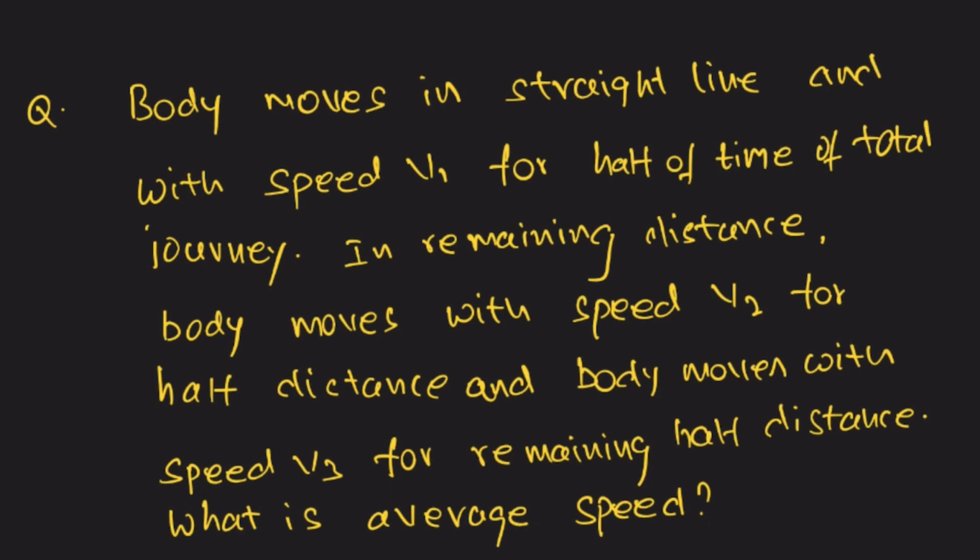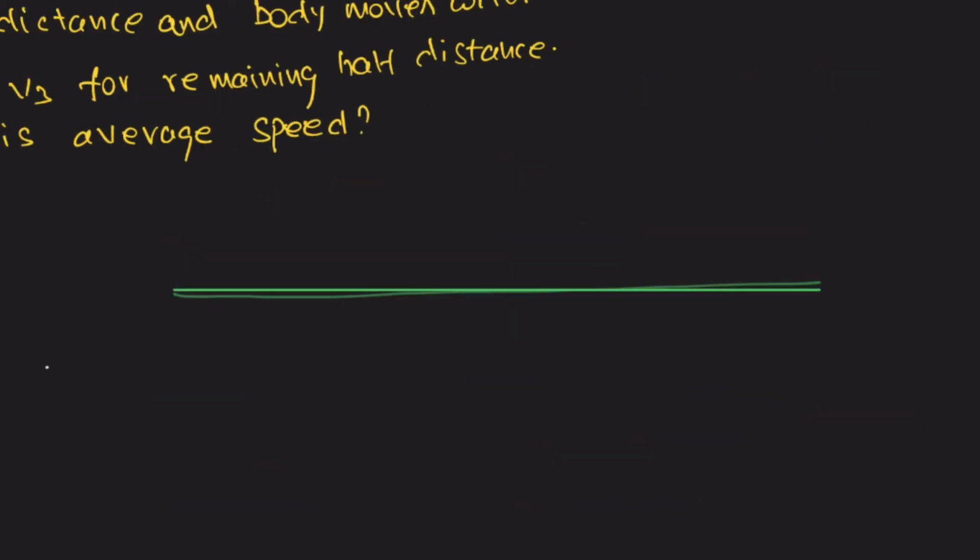Next question: a body moves in a straight line with speed v1 for half of the time of the total journey. In the remaining distance, the body moves with speed v2 for half the distance and with speed v3 for the remaining half distance. What is the average speed? From the data, the body moves in a straight line. Suppose it takes a total time t, half of the time. Suppose the position of the body is here after half of the time. So from this point to this point it takes a time t by 2 and moves with speed v1.